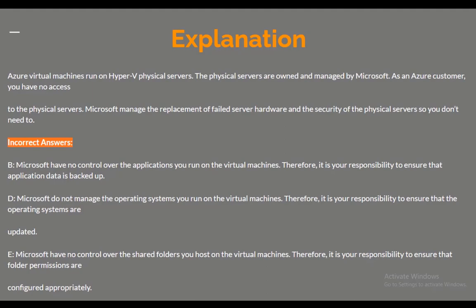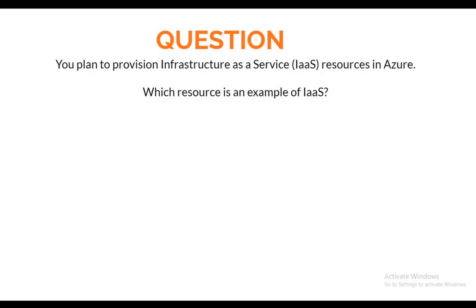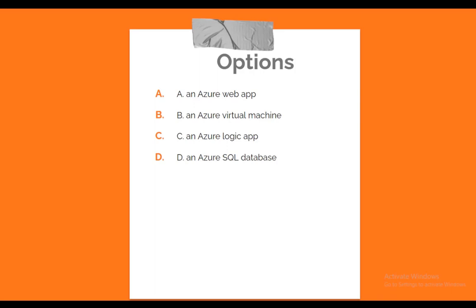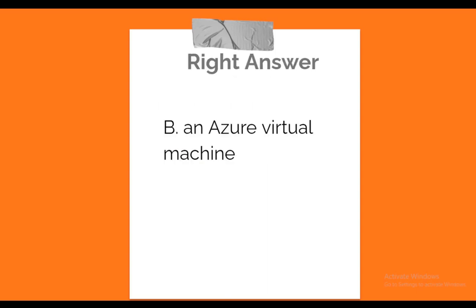As a service, resources in Azure. Which resource is an example of IaaS? And here are the options. Option A, an Azure web app. Option B, an Azure virtual machine. Option C, an Azure logic app. Option D, an Azure SQL database. And the correct answer is option B.